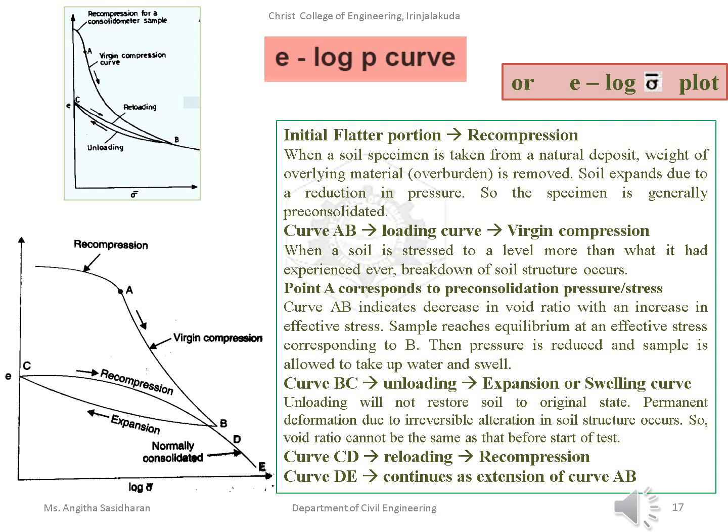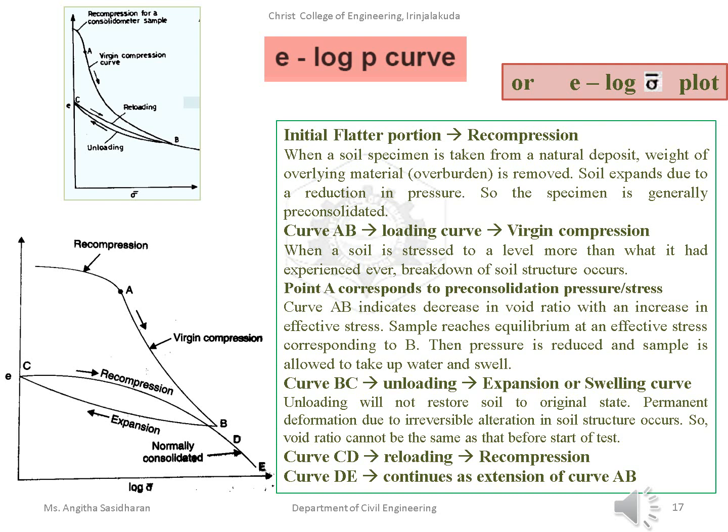So that overburden is removed, so that soil is having lesser pressure, and it is expanding due to the reduction in pressure. If you start to load such a specimen, the initial load will have an effect of pre-consolidation. That means it is recompression. In its natural state, the soil was already under some compression, but when you took it out of there, that pressure got removed from the soil.